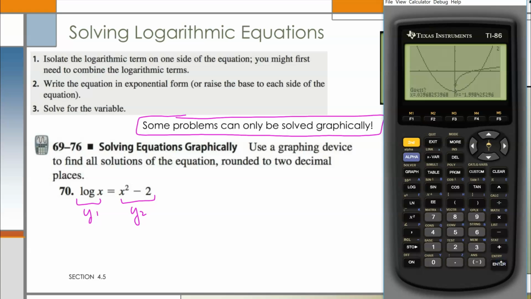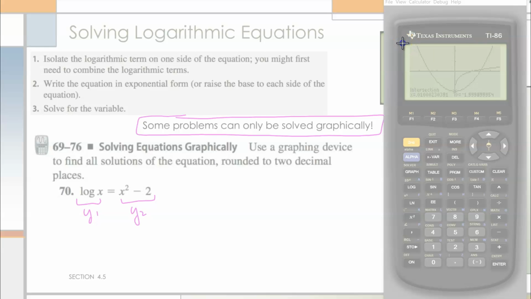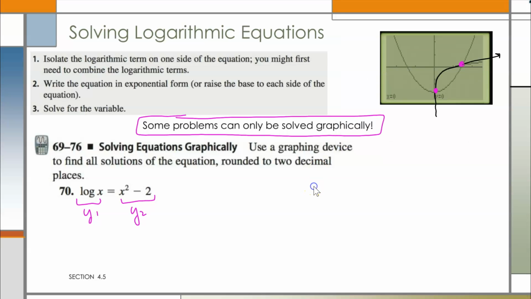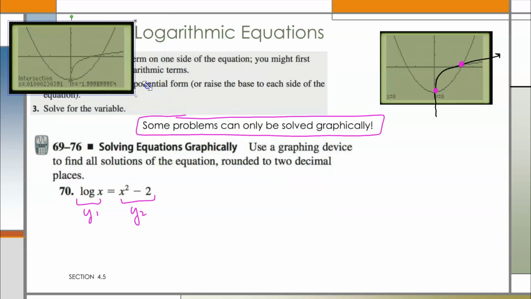I'm going to hit enter, and then the calculator says, do you have a guess at the answer? I never guess, I just hit enter. So try to get as close to the intersection point as you can, and then just hit enter 3 times. First curve, enter. Second curve, enter. Guess, enter. If there is an intersection, then the word intersection appears and the XY coordinate for that intersection, just like we see here. So I'm going to take a picture of that and put it in our notes so we know where we got our answer from.